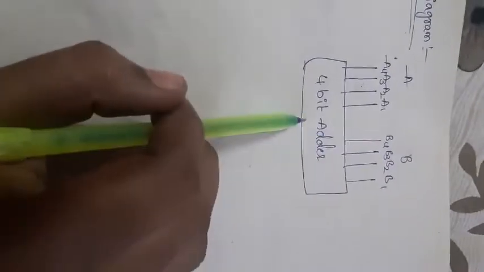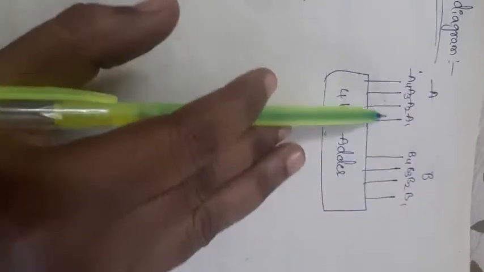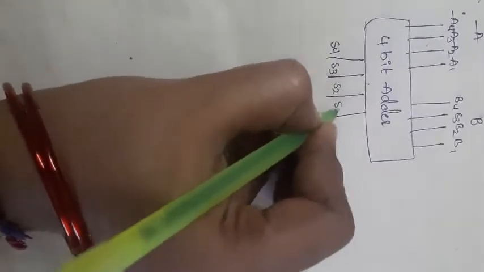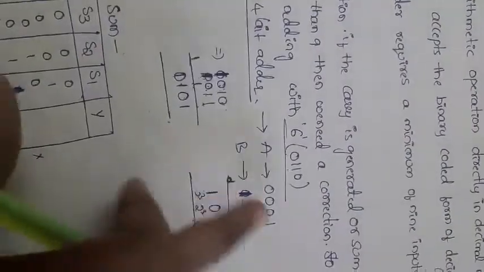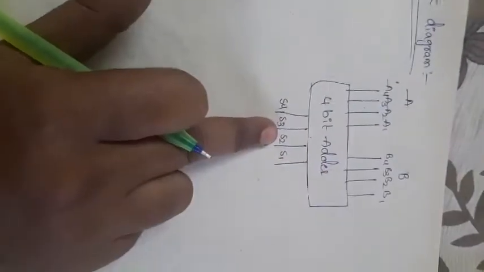Now, what is the next step here? For this 4-bit adder, if you are adding 4 bits with 4 bits, definitely you are getting a 4-bit sum, right? That sum I can represent here as S4, S3, S2, S1. Here we are taking two 4-bit numbers, and again we get a 4-bit sum. A is one 4-bit number, B is one 4-bit number. By adding these two, we get the 4-bit sum here.